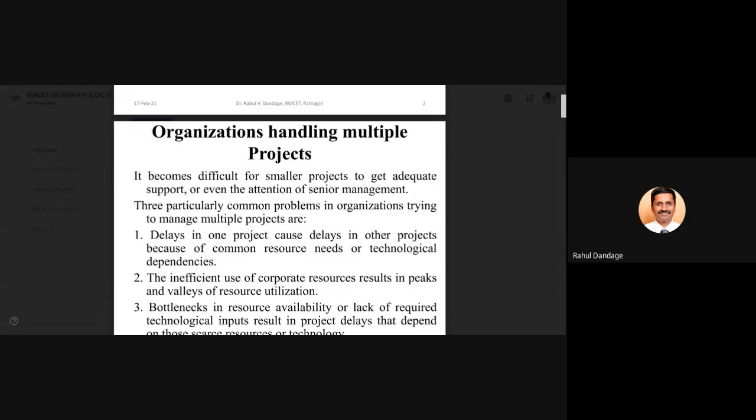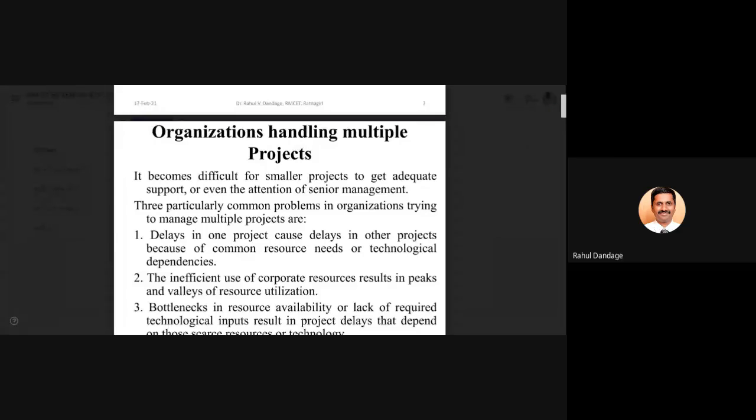Now, if a particular organization is handling multiple projects parallelly, and there are certain projects which are very huge, and certain projects which are very small in size, then it will be difficult for those small projects to get adequate support from the top management, senior management. Even the senior management may not pay attention to those smaller projects. So that becomes a difficult issue, a problematic situation for projects which are small in volume, small in size.